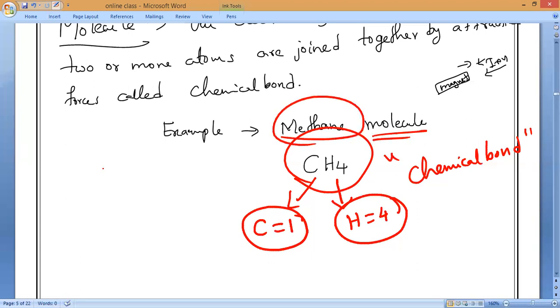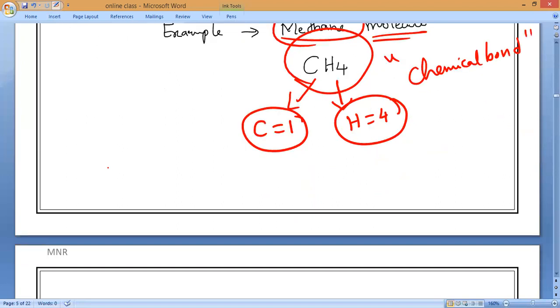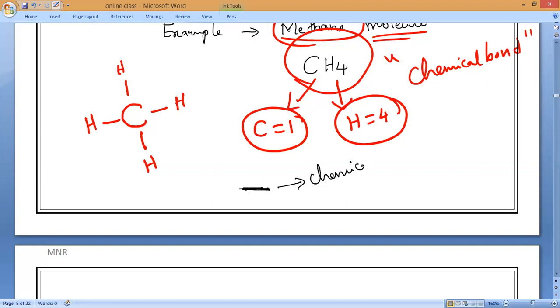If you take this, the structure will be like this. In the middle, one carbon will be present, with bonds to the hydrogens. One carbon with how many hydrogens? Four hydrogens. So what does this line indicate? Chemical bond. That is what you have to remember.